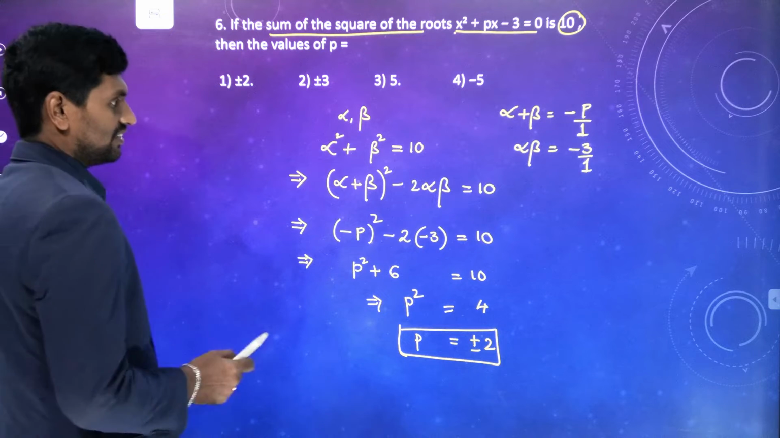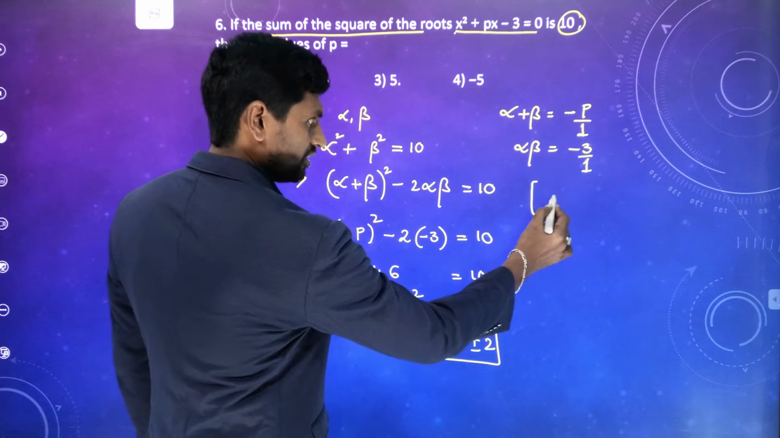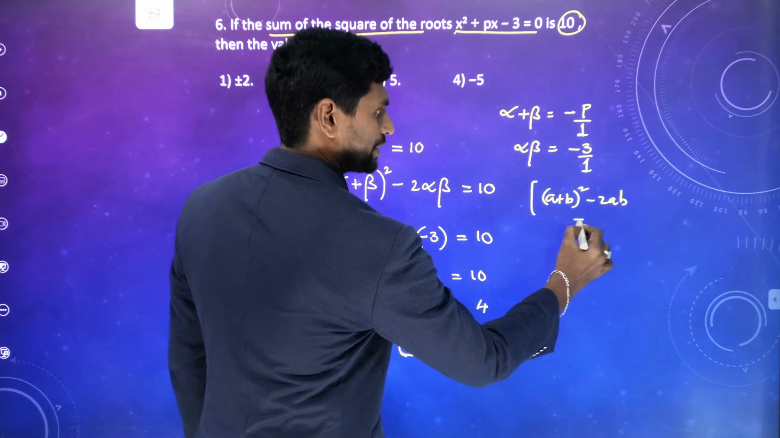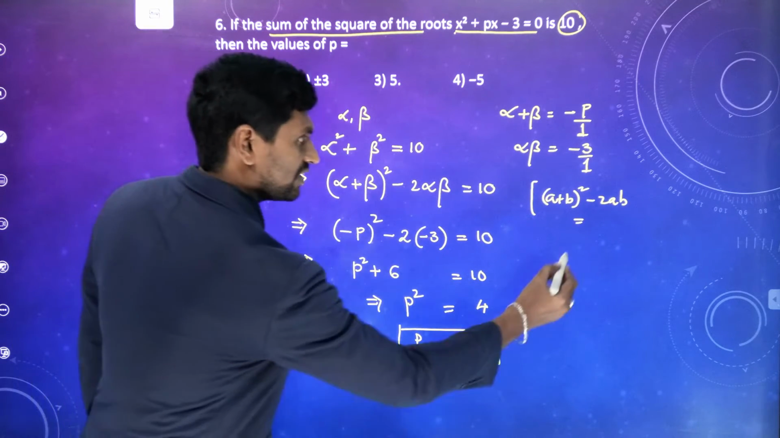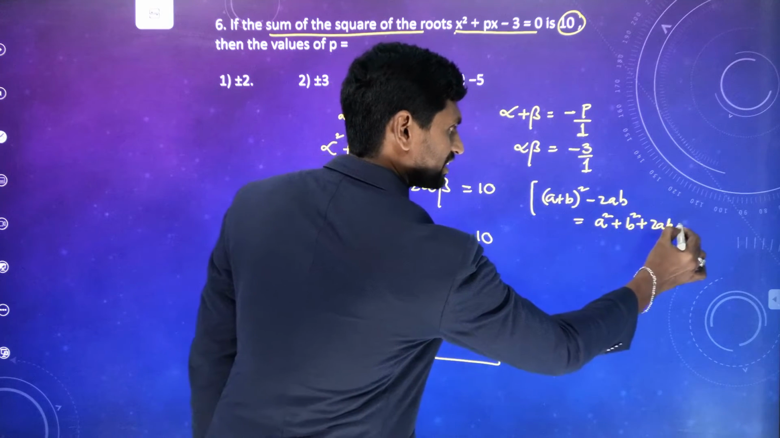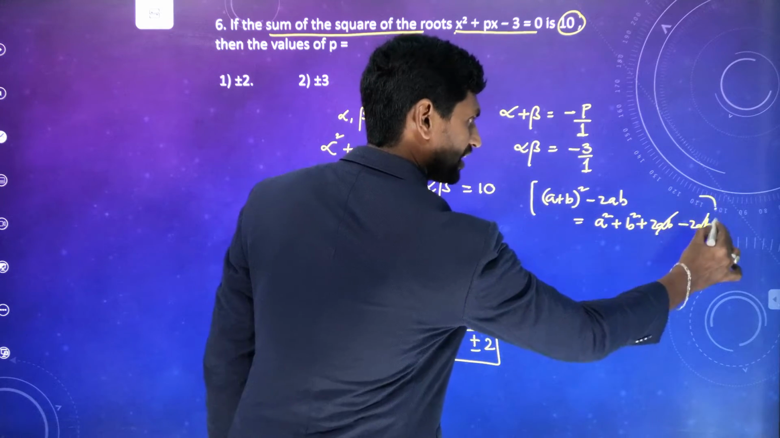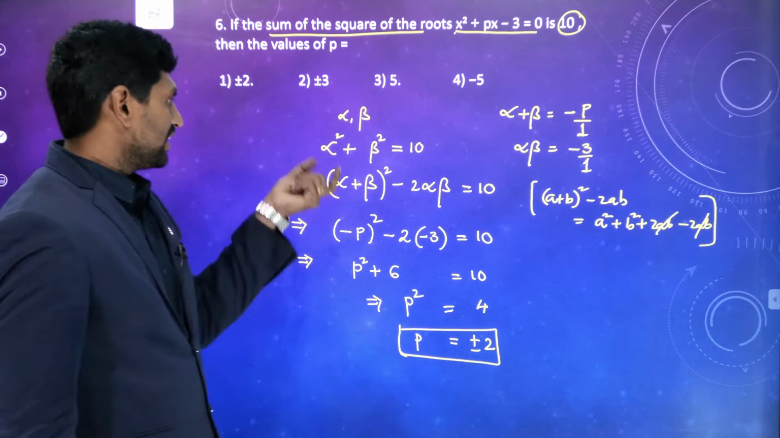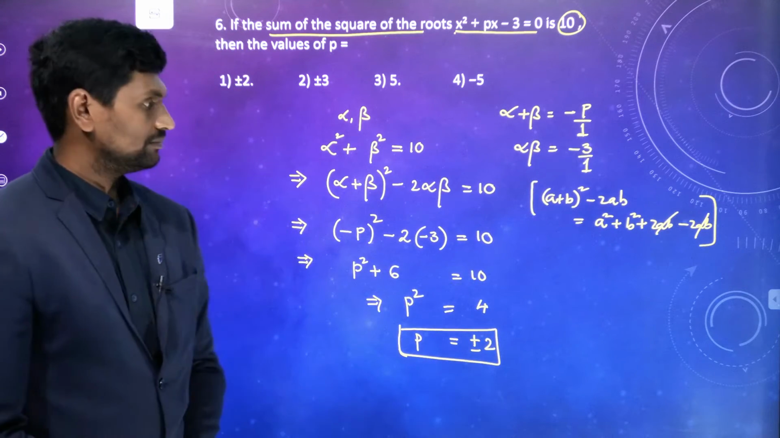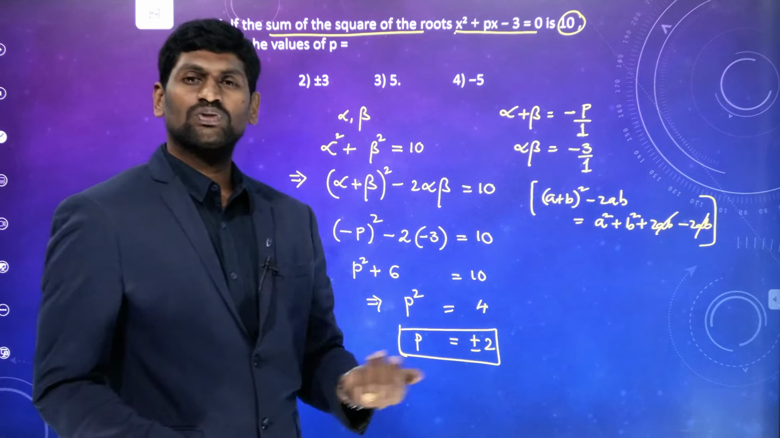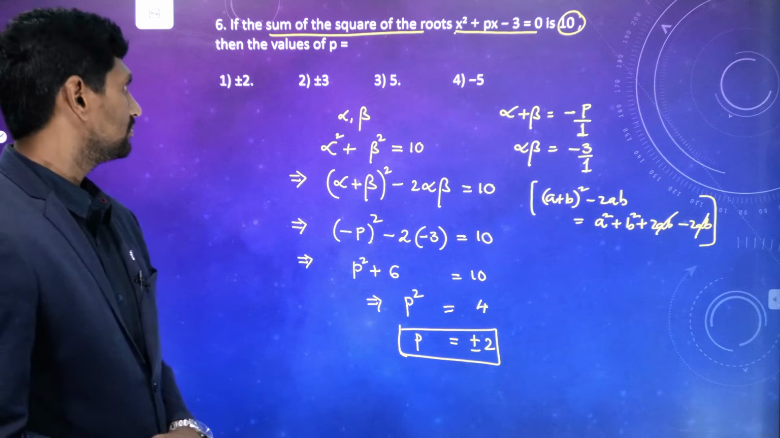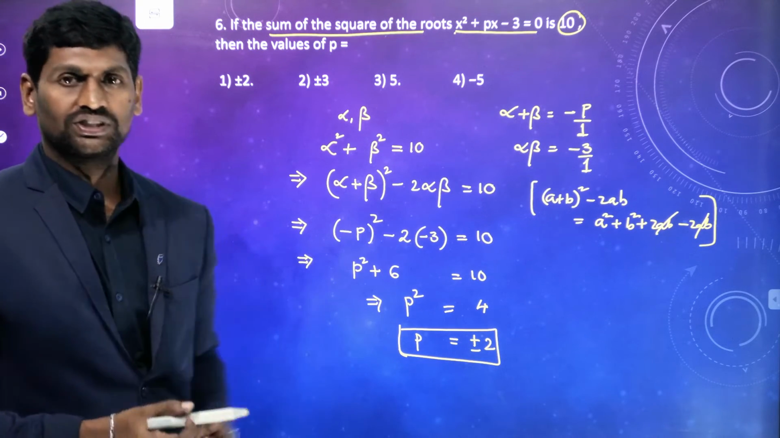So very easy. How is it coming? Like a plus b whole square minus 2ab. If I expand this a plus b whole square formula, a square plus b square plus 2ab, and this minus 2ab. So plus 2ab minus 2ab cancel, leaving a square plus b square. That means here alpha square plus beta square only, we have written in this form based on this formula. Or directly you can use the formula which is given in your symmetric form. We already discussed it, right? Going to the next question.